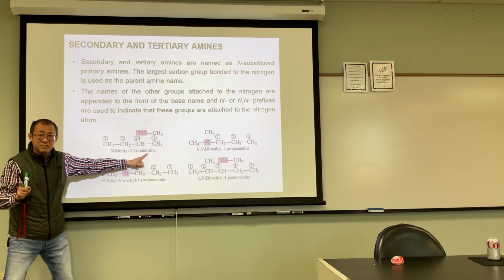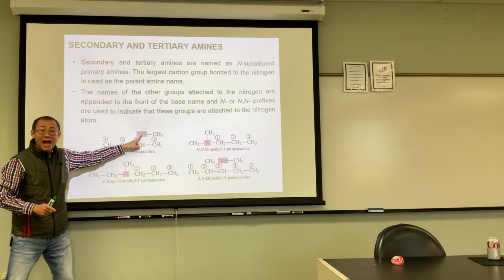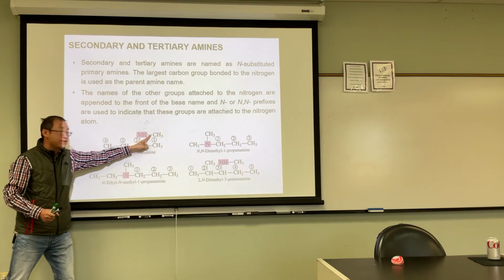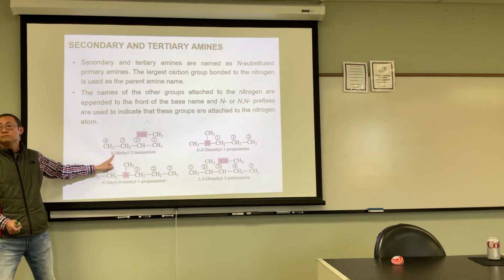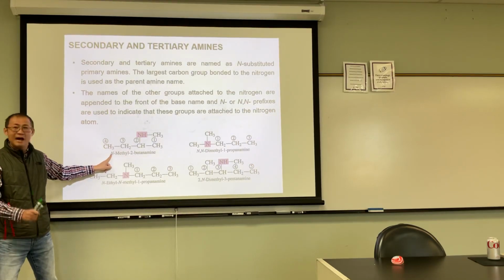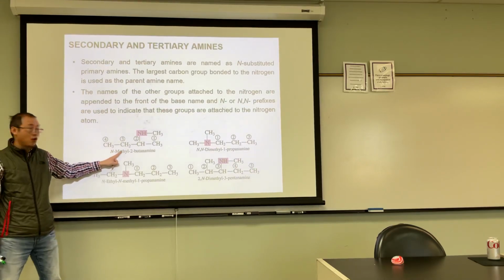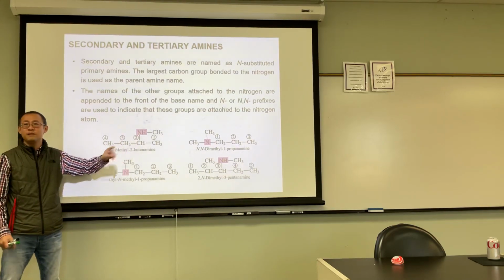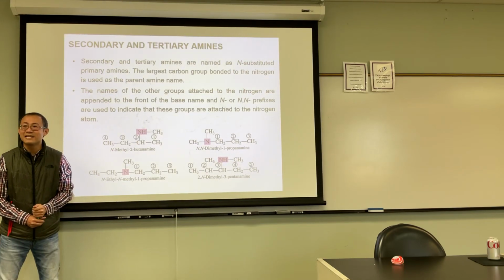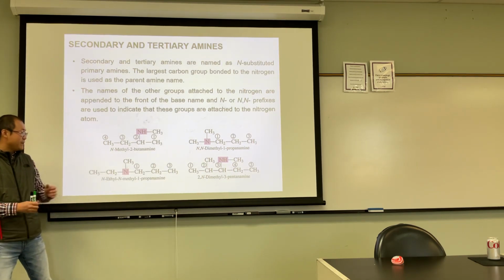The only difference is now you have a small group that's on what? On nitrogen. So you have to tell people, hey, there's a group on nitrogen by using what? N. It means the methyl is on what? On nitrogen. Not on a carbon, but on the nitrogen. So the name is N-methyl-2-butanamine. Does it make sense, guys? Okay, that's the only difference. Other than that, everything else is the same.